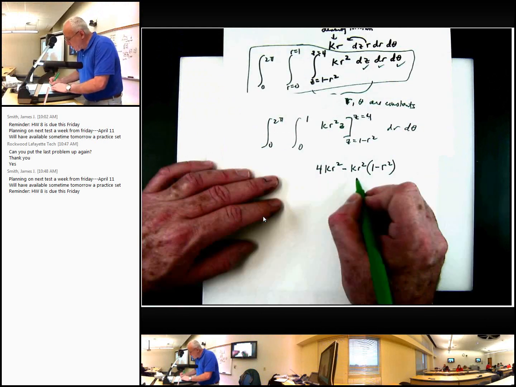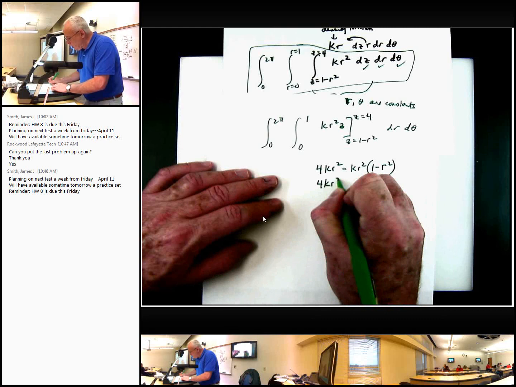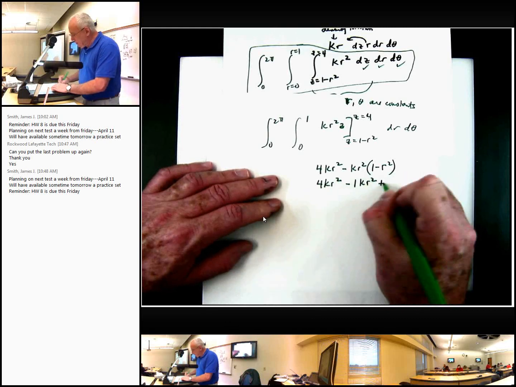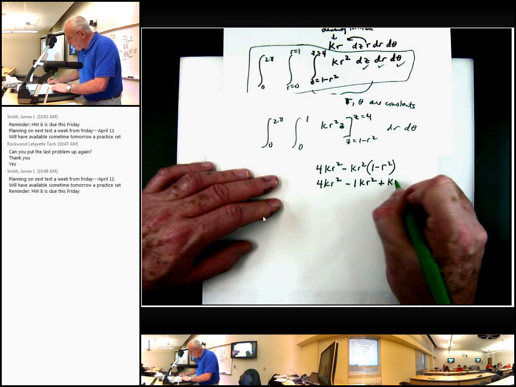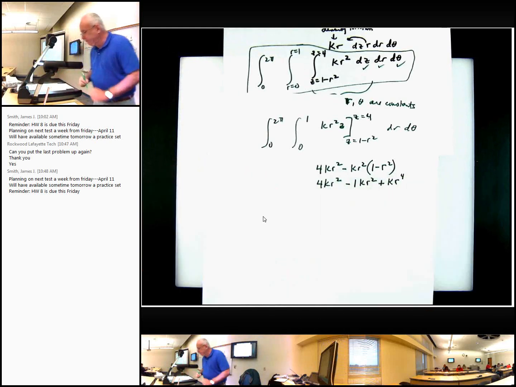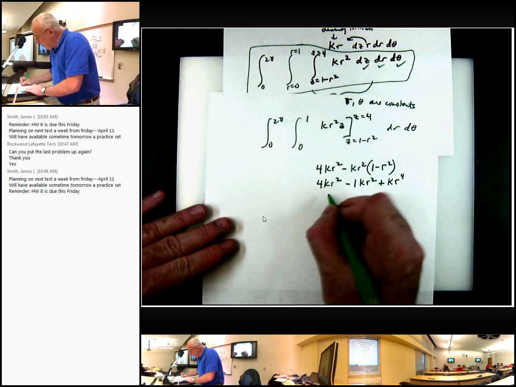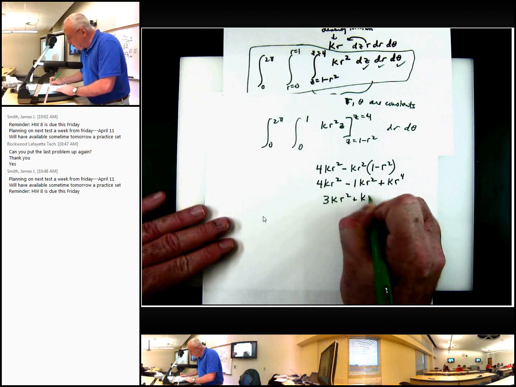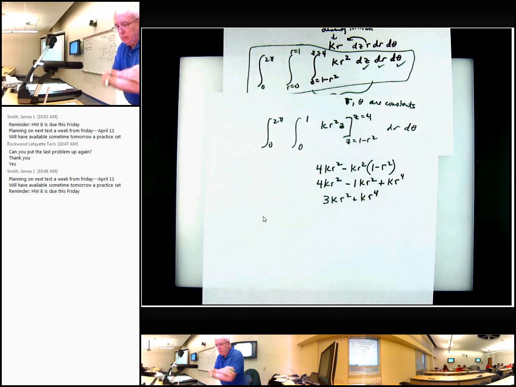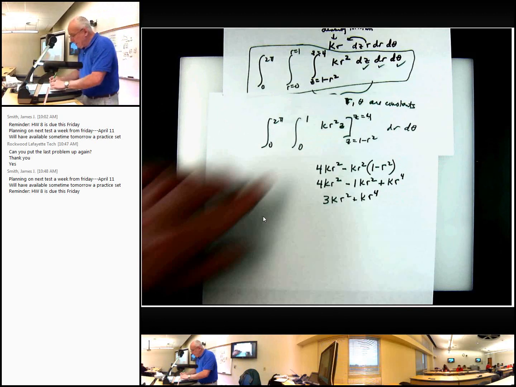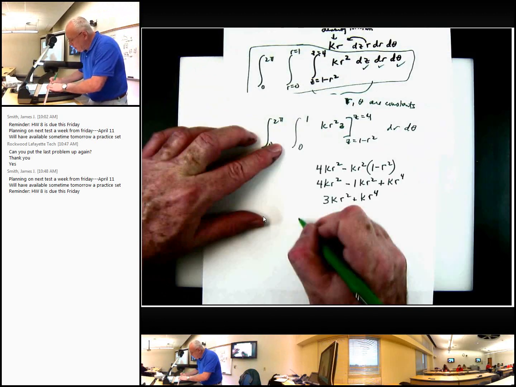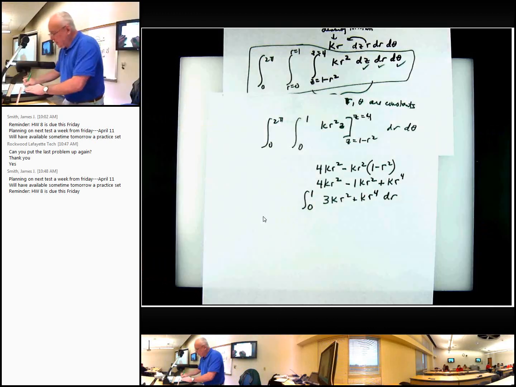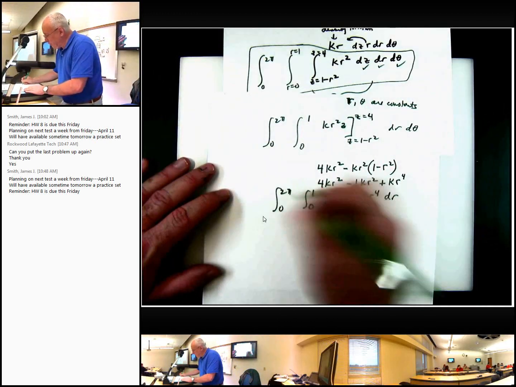And so let's simplify this. This is going to be what? 4KR squared minus 1KR squared. Double minus is a plus KR to the 4th power, right? So we have 4 minus 1, 3KR squared plus KR to the 4th. All right. So that is what we then have to put here. We're going to integrate that with respect to R from 0 to 1 and theta from 0 to 2 pi.